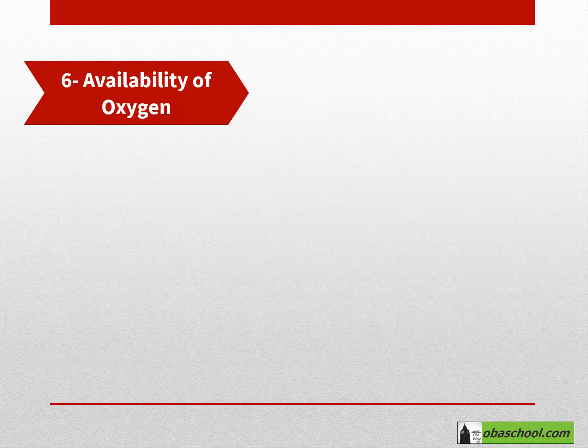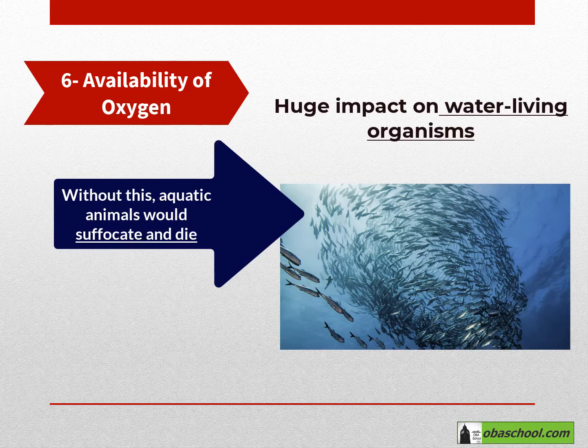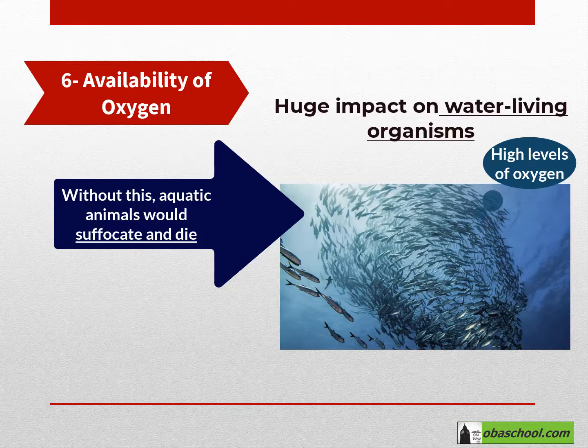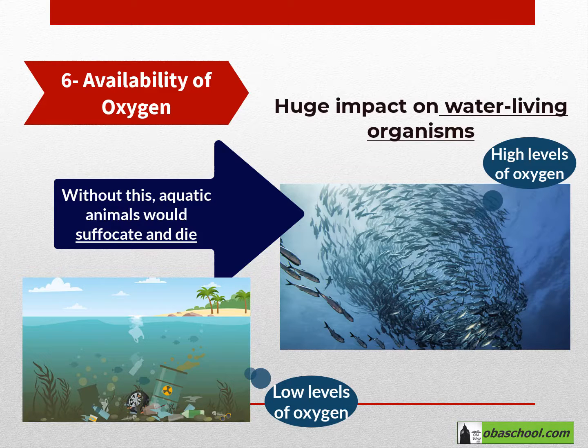And finally, the availability of oxygen has a huge impact on water-living organisms. This is because without this, aquatic animals would suffocate and die. And healthy lakes and rivers have high levels of oxygen, while polluted waters have low levels of oxygen.